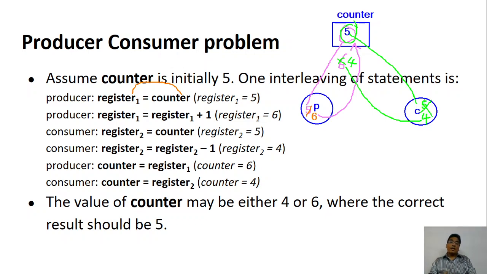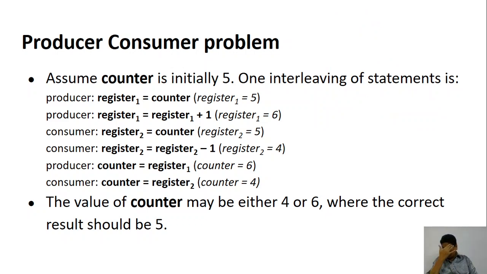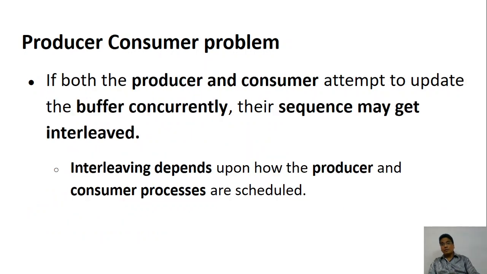But what happens? Either you get the value as 6 or 4. If the consumer goes and writes at the end, it's going to be 4. Or if the consumer writes 4 first, and after some time the producer goes and says, no, I have produced one item, my count is 6, then it is going to become 6. In both cases, whether it's 4 or 6, both are wrong because it is not the correct value. And this happens because you were not synchronizing it. You have not allowed the processes to go in an atomic manner.